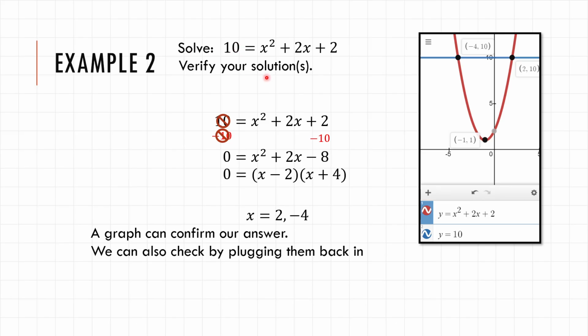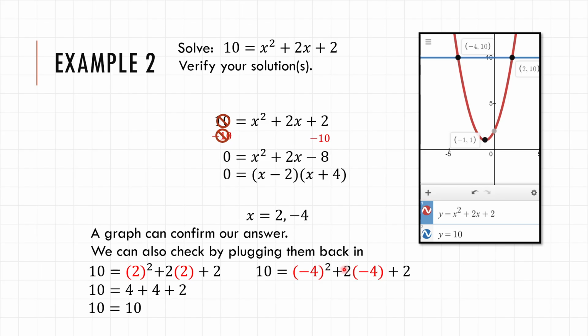We can also verify our solution just by taking these numbers and putting them right back into our equation. So 2 squared plus 2 times 2 plus 2 actually gives you 10. And -4 squared plus 2 times -4 plus 2 actually also gives you 10. So there's two different ways to verify your solution. You can always check with the graph, or you can take your solutions and put them back into your original equation, and then just check to see if the left side and the right side are equal.